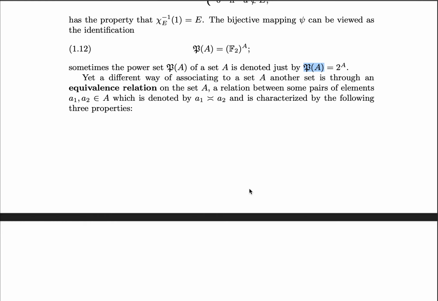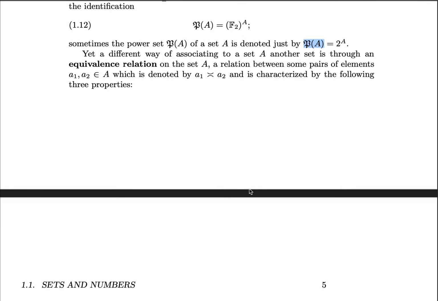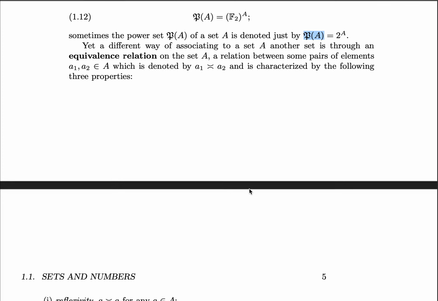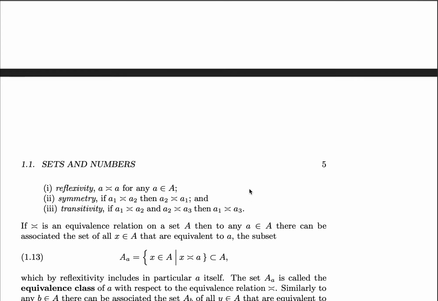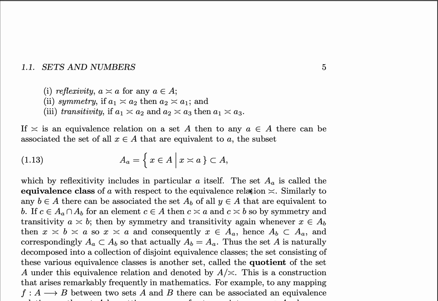Welcome. Now we'll consider the idea of an equivalence relation on a set, and we might do an introduction to cardinality. A different way of associating to a set A another set is through an equivalence relation on the set A, which is a relation between some pairs of elements a1 and a2, denoted by a1 is equivalent to a2. And any equivalence relation must obey the following three properties, namely reflexivity, symmetry, and transitivity.